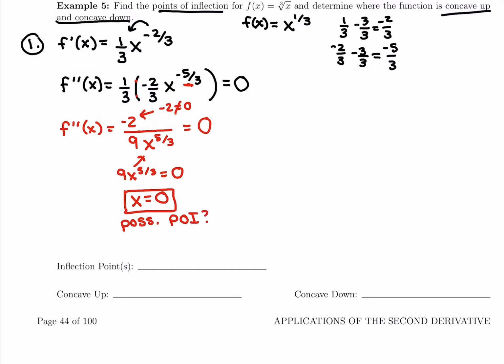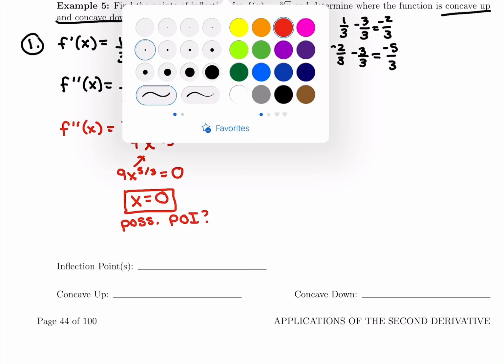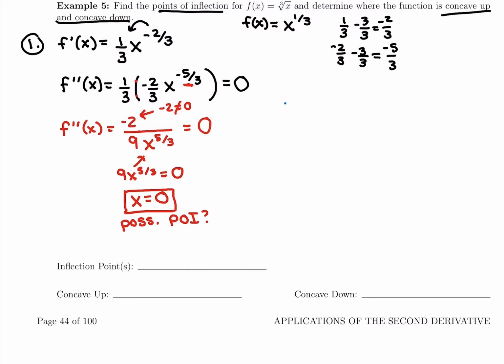I want to figure out, is it a point of inflection? It's only an inflection point if concavity also changes there. So I'm going to figure out if it's an inflection point by making a sign chart. My second step. Putting 0 here, it's special. It makes the second derivative what? Well, it makes you divide by 0. So it makes the second derivative undefined.